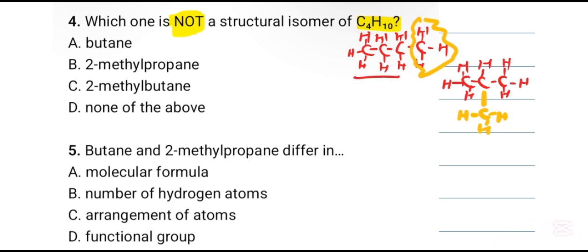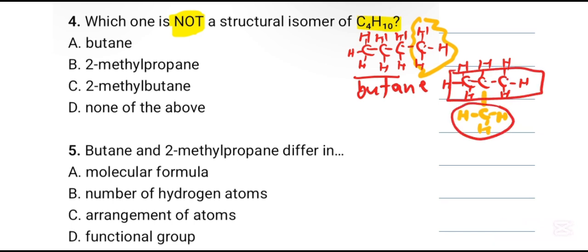Now if we name this one 1, 2, 3, 4, it's a butane. But this one, the parent is propane. It's now 1, 2, 3. Carbon number 2, there is what? There is a methyl group, so it's 2-methyl propane.